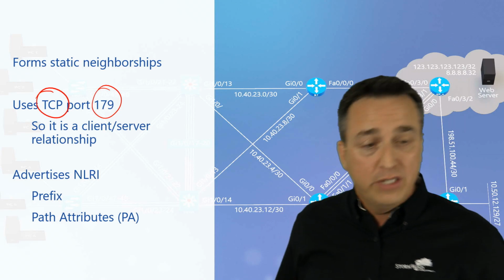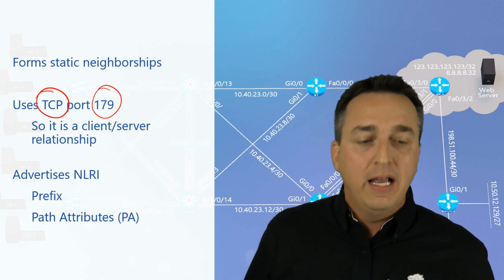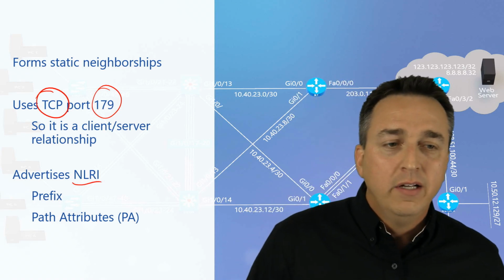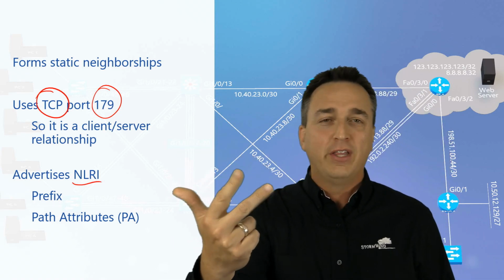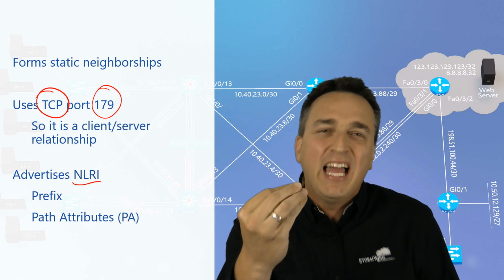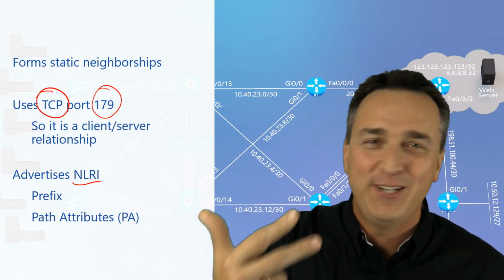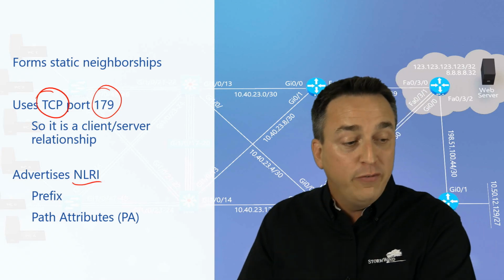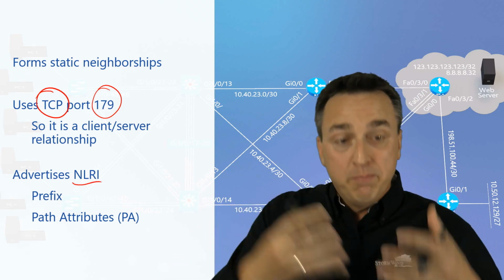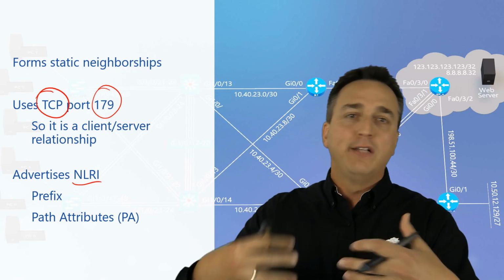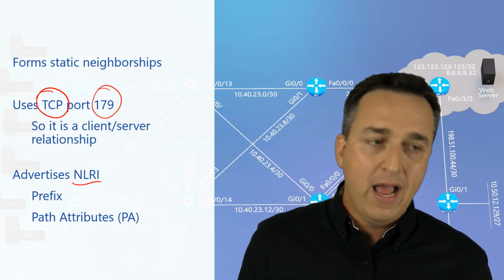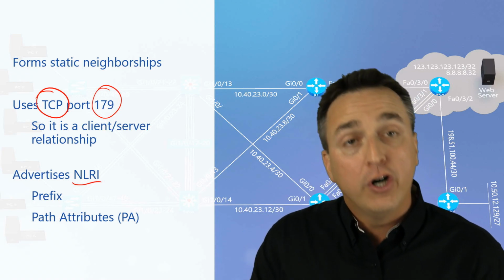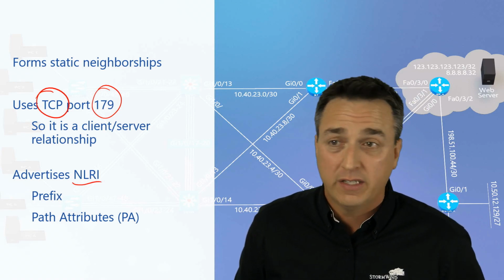And then once you have those neighborships, you can start advertising NLRI. If you don't know what NLRI is, that stands for Network Layer Reachability Information. So BGP likes to use that term, network layer reachability information. It's just a fancy way to say your prefix with its mask, so like 10.0.0.0/24, prefix and mask, and all the attributes that are associated with that prefix, okay?